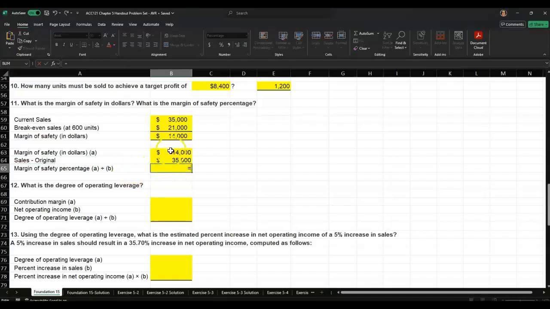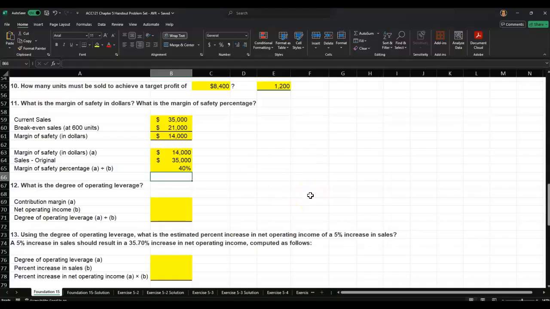So if we need a percentage, we just divide the 14 by the 35. So we've got a margin of safety of 40%. That's actually not bad, right? Sales would have to drop by 40% before we have a real problem, before we go negative. That's pretty good. If that was like 3%, it's like, ooh, that would be a problem. Okay?